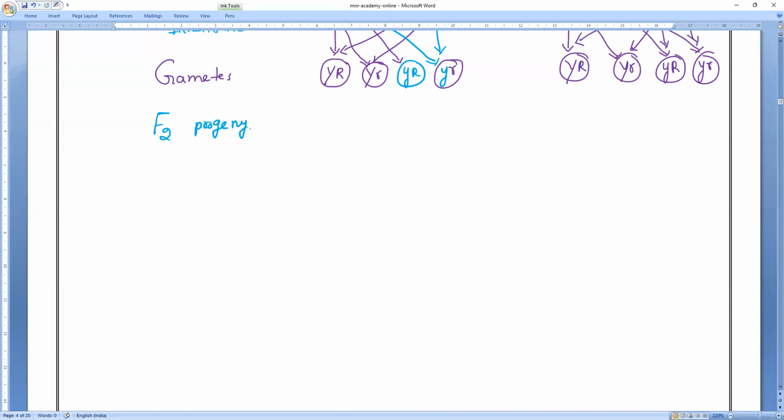F2 progeny. This is the most important one. The simplest way is, you can write like this. All of you see that. Just a minute, I'll make it simple. Let me insert the column. So with the 4 by 4.